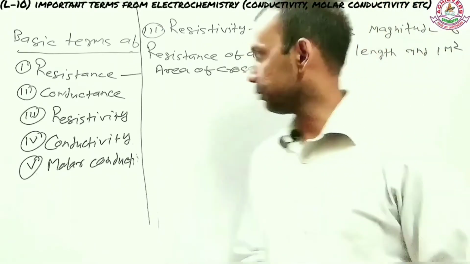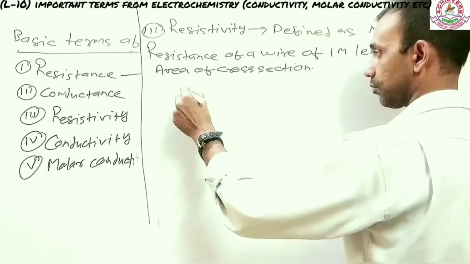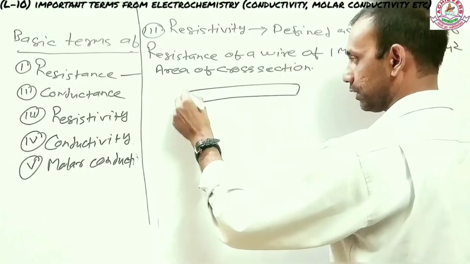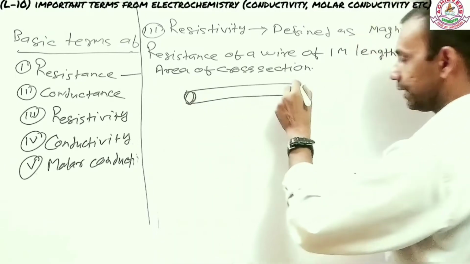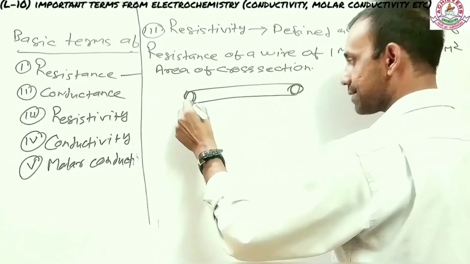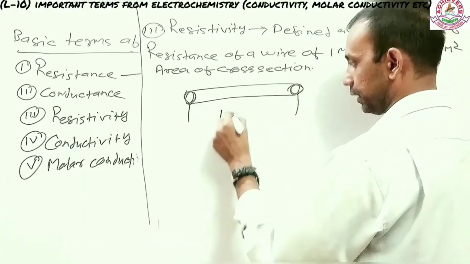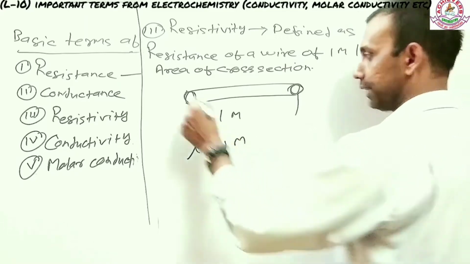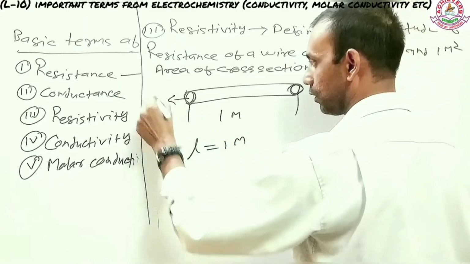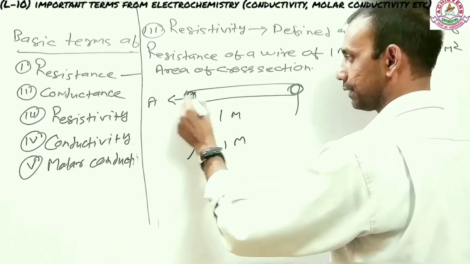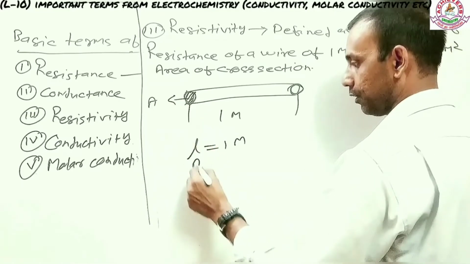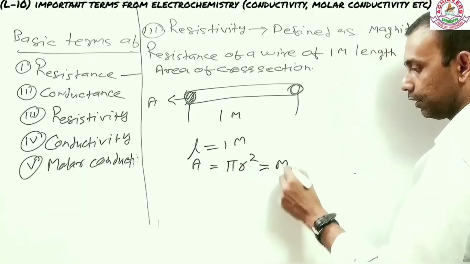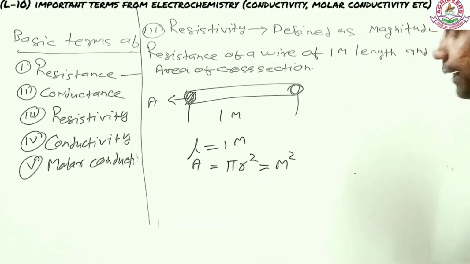Let me take you through a certain example. Suppose this is your wire here, and this is the thickness here. Let's make this length of the wire 1 meter. This length is 1 meter. So L is equal to 1 meter, and this is your area. Particularly this area is your area. So A is equal to, of course, pi r square, which is going to be meter square, right?